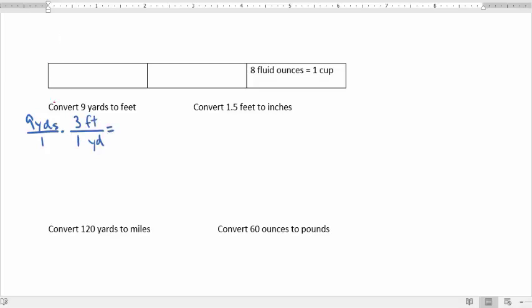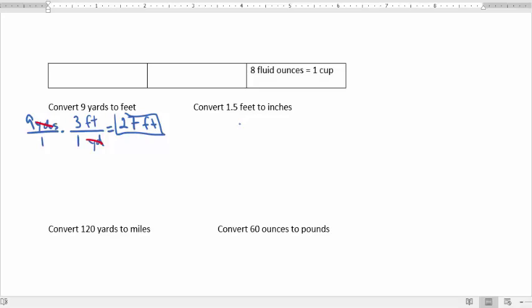And now when we multiply, yard cancels, and we just have, again, the denominator is only ones, so it's 1 times 1, so we don't need to worry about that. So the numerator is 9 times 3, so it's 27. And what units left after yards cancel? Feet. So 27 feet. So that one's very straightforward.